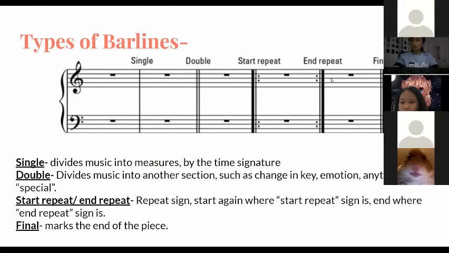Why are there two kinds of repeat lines, like start repeat and end repeat? What does that mean? So when you start something, what do you do? Start. Yeah, and what do you do when you end it? Just end. Exactly, that's what it means. When it says start, you start from there, and when it says end, you end there.